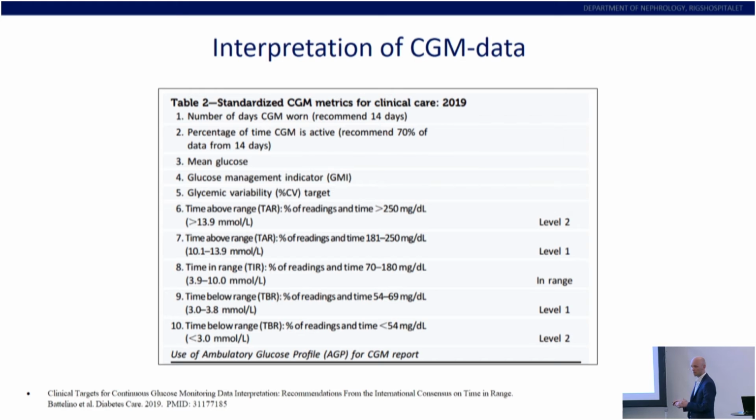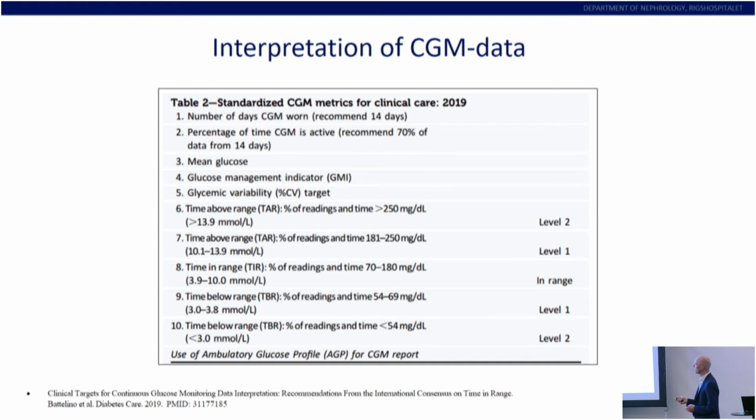You can calculate the mean glucose value. You can look at what is called the glucose management indicator. It's an HbA1c-derived measure. So from the mean sensor glucose, you can put it into an equation, and then you can convert it into an HbA1c-like value. You can get it in percent or in millimoles per mole. So that's a familiar value, I think, for a lot of people.